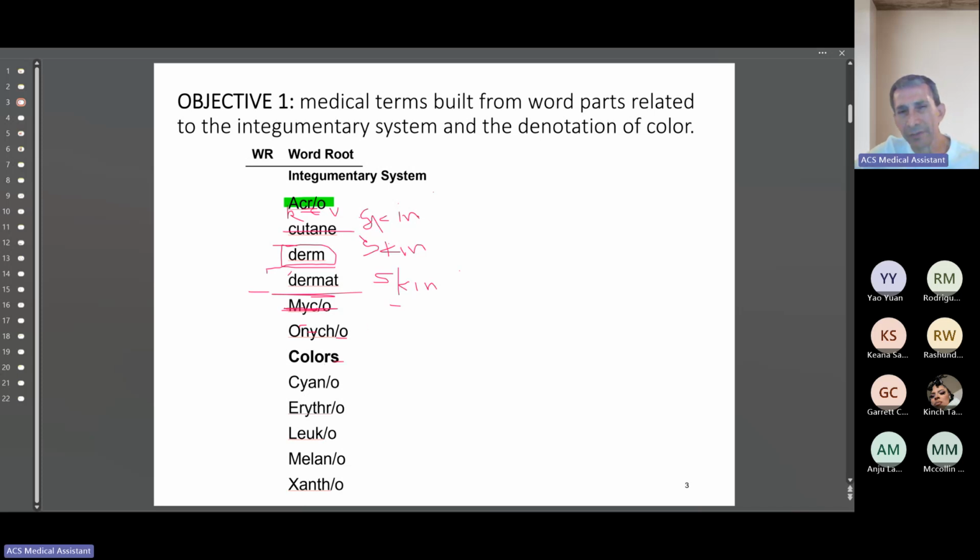Here, the next one, we have onycho. Onyc or onycho. Remember, this is a combining form because we have the vowel O. Onyx means nails. Can you imagine your nails? My nails are called onyx.